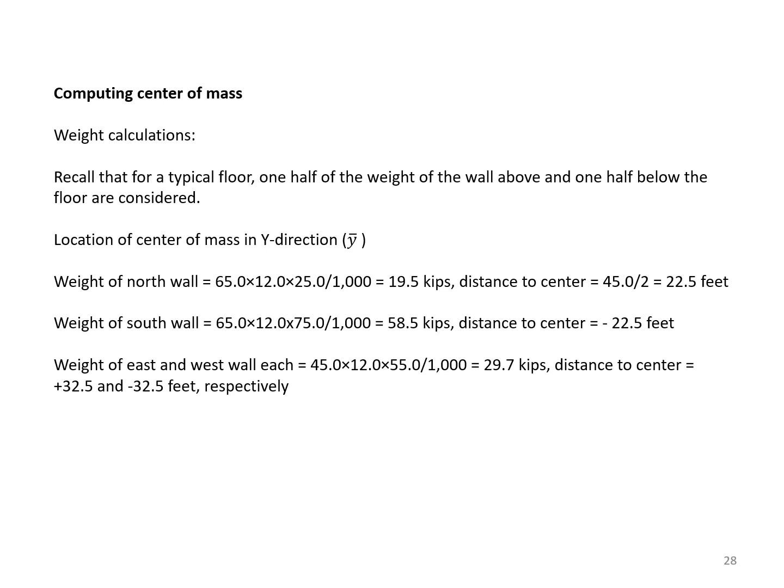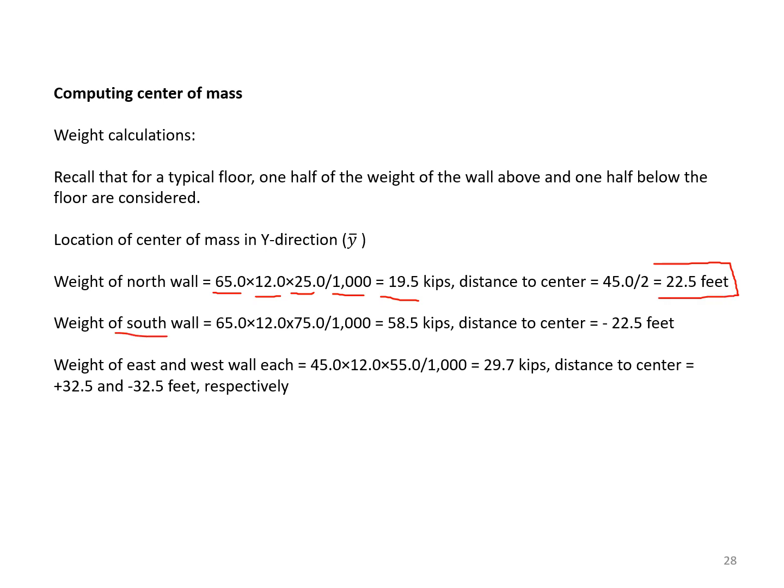North wall: 65 is a dimension, a length. 12, remember, 6 feet from the upper floor, 6 feet lower floor, half of the height from top, half of height from bottom, so it's 12. Density is 25. I divide the whole thing by 1,000, so I have in kips, 19.5 kips. What's the distance to the center? 45 divided by 2 is 22.5.